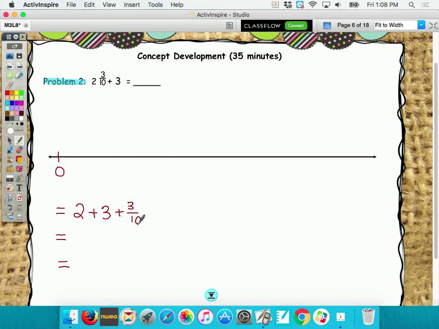Commutative property. Here's what it says: the order of the addends or the factors does not affect the sum or the product. So we use it in multiplication and addition. And I could put the 3 in front if I wanted to, but I'm trying to keep these in the order of the problem, okay?